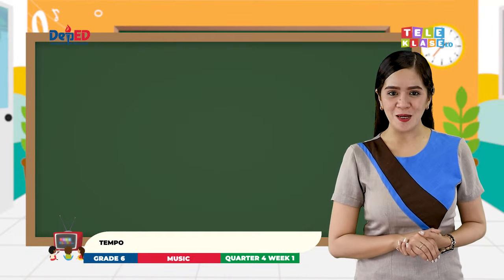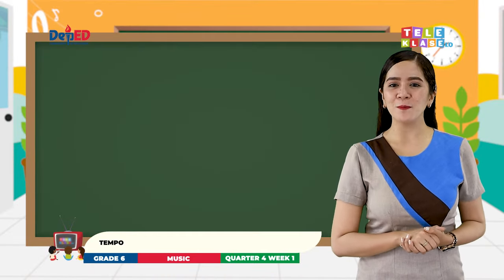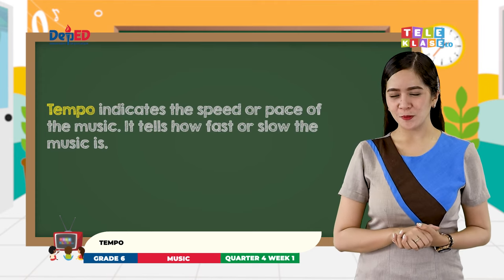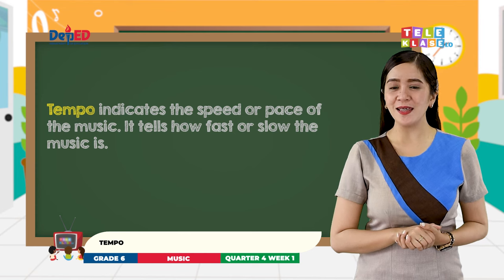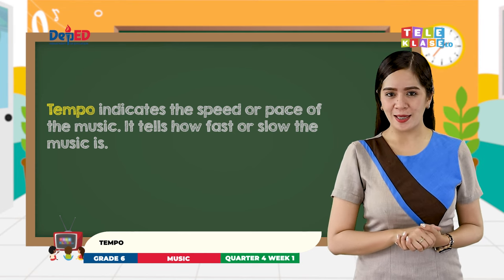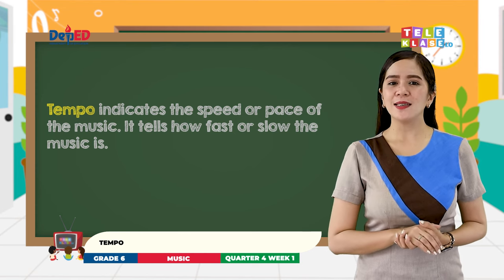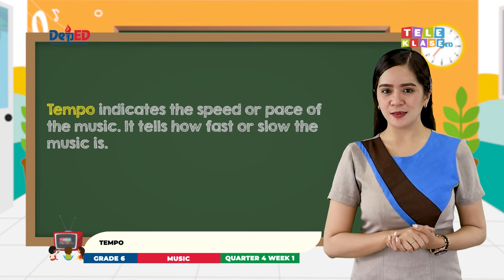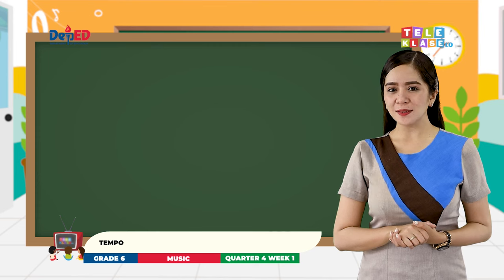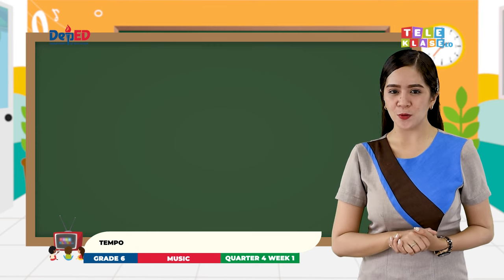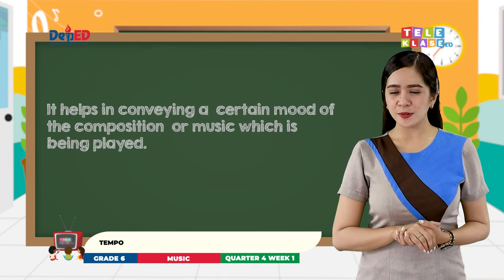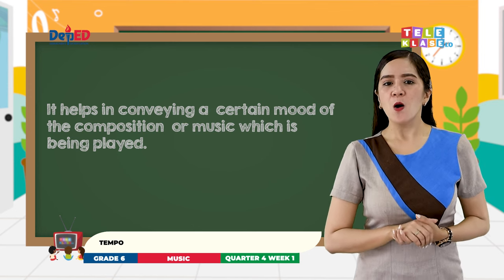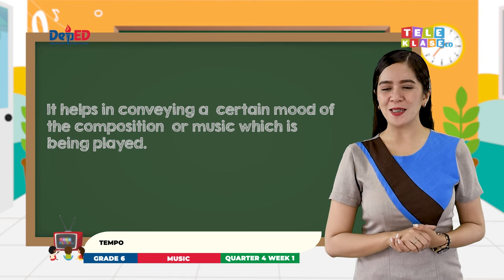Since we're almost done, let's try to sum up what we have learned. What is tempo? Tempo indicates the speed or pace of the music. It tells how fast or slow the music is. What is the importance of tempo? It helps in conveying a certain mood of the composition or music which is being played.